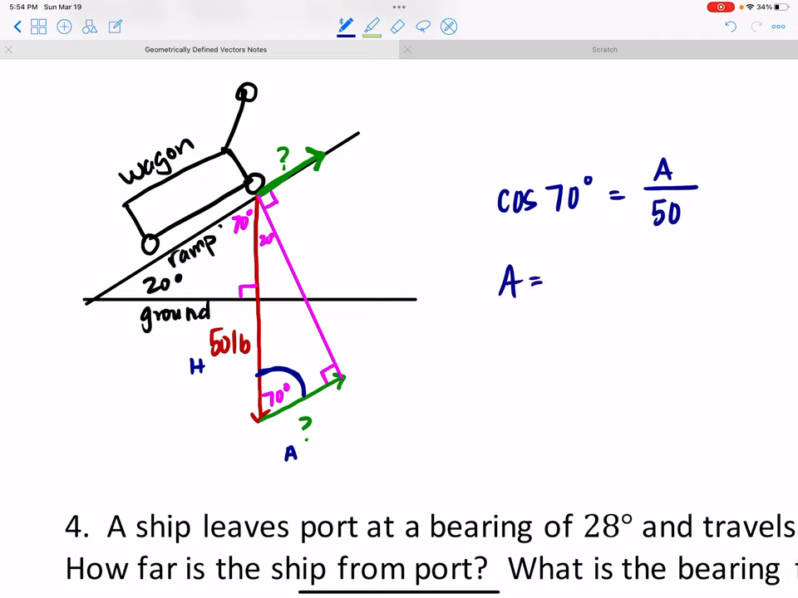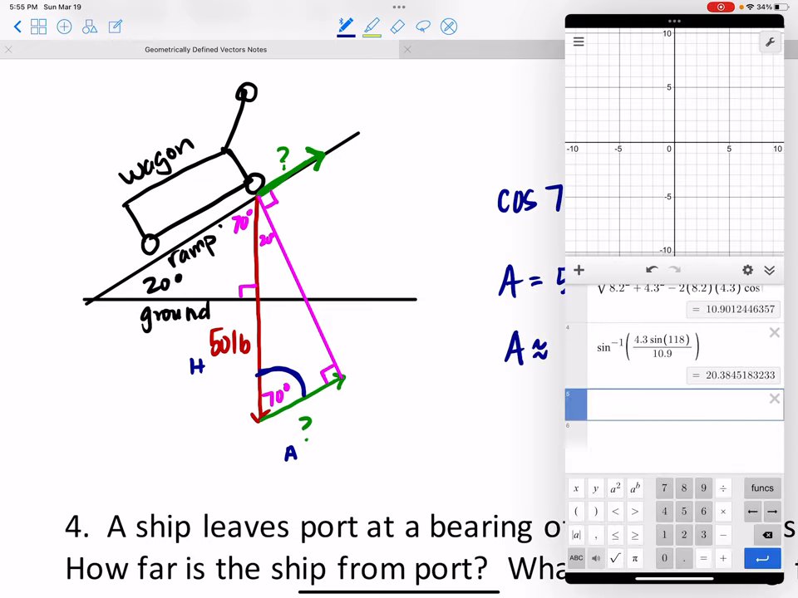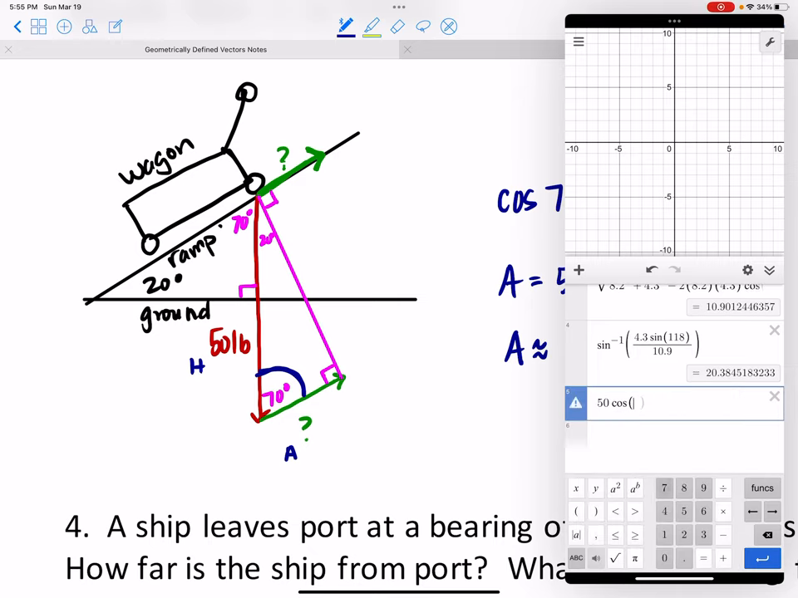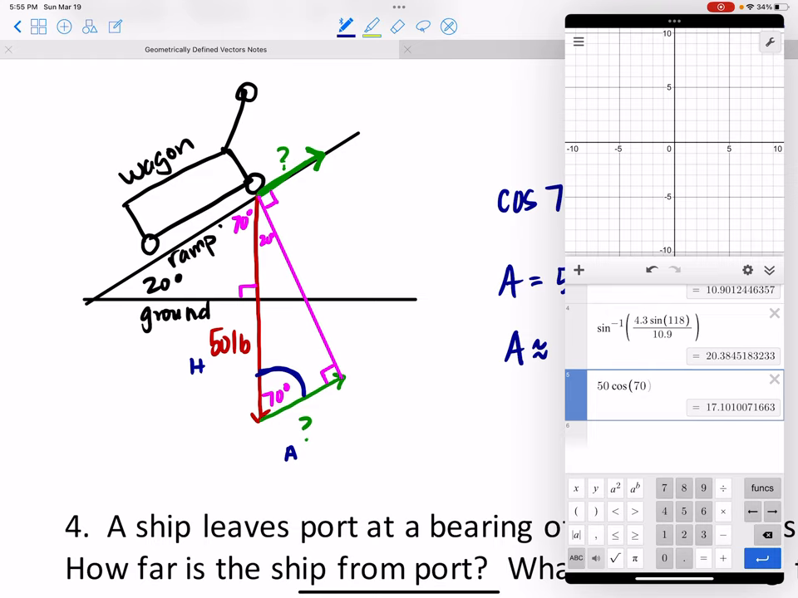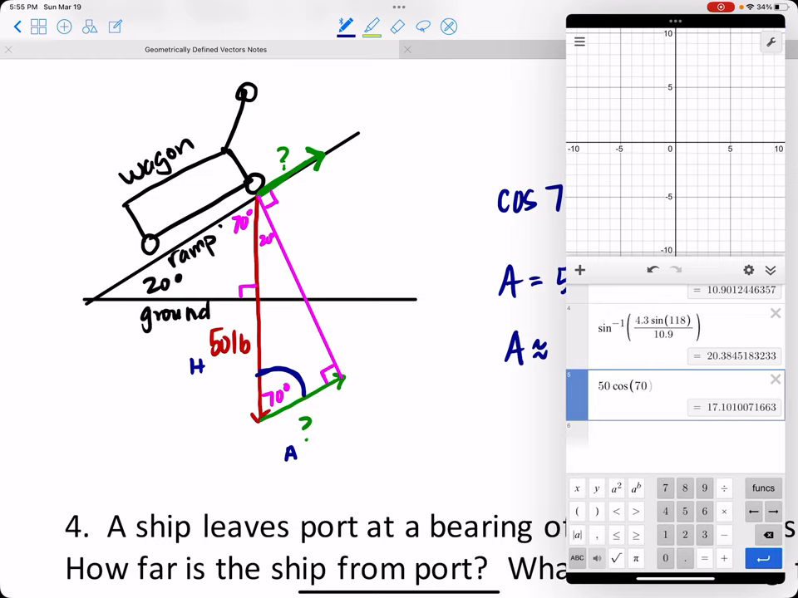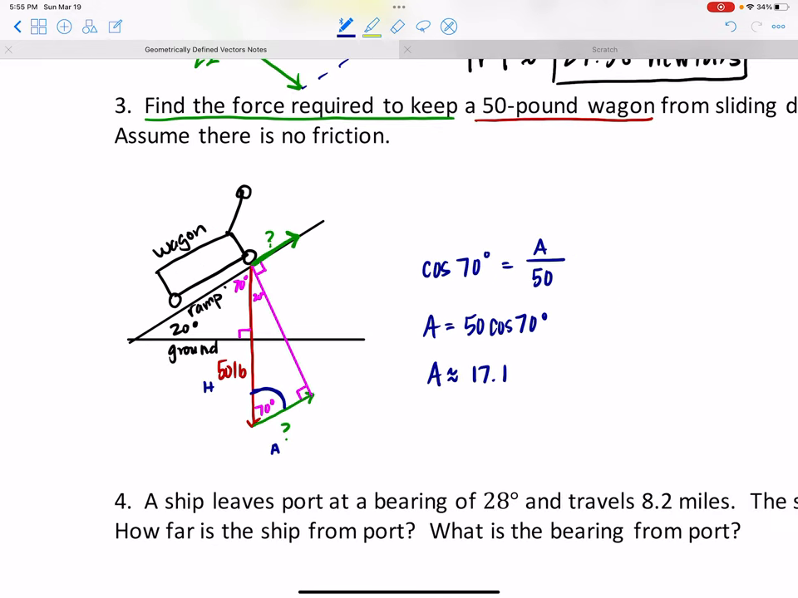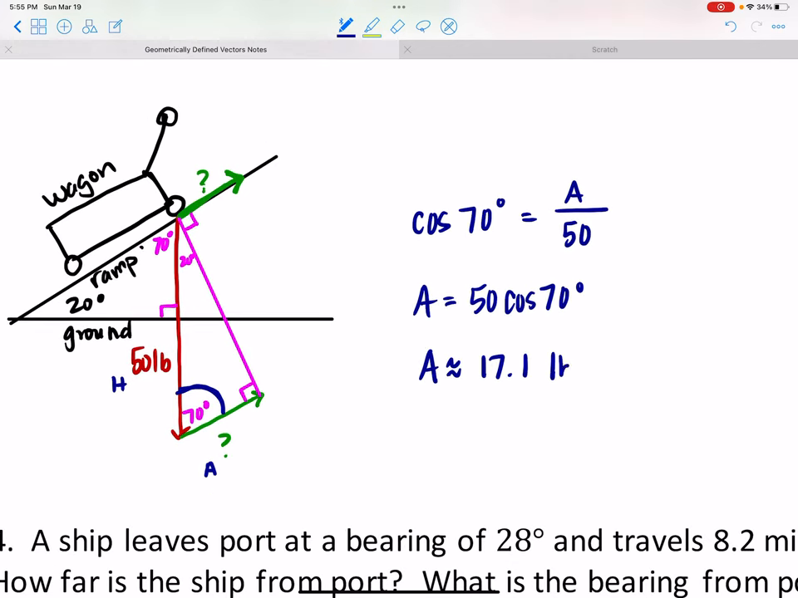So A would be exactly 50 times the cosine of 70 degrees, which is approximately, and my calculator will give me this, 50 times the cosine of 70, and that ends up being about 17.101. Let's just say about 17.1, and this is going to be pounds, just pounds of force.